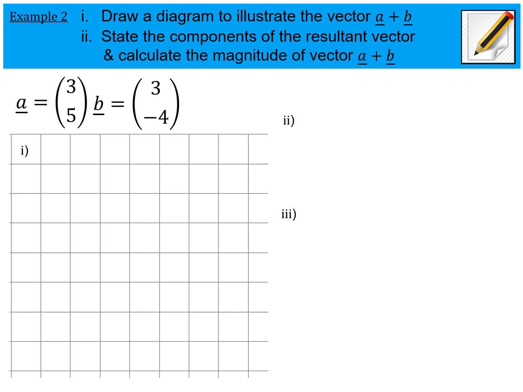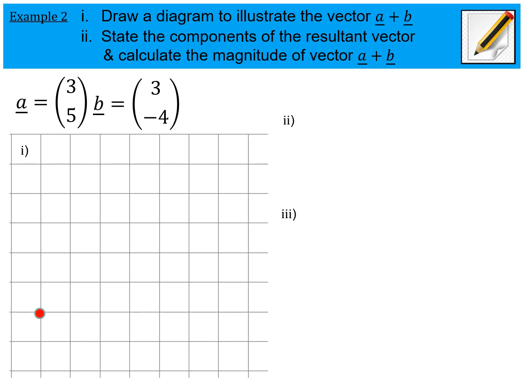Okay, let's have a wee look at example 2. This time we've been given two column vectors A and B, and we've been asked to draw the diagram to illustrate the vector A plus B. And for part 2 we want to state the component vectors of the resultant and calculate the magnitude of vector A plus B.